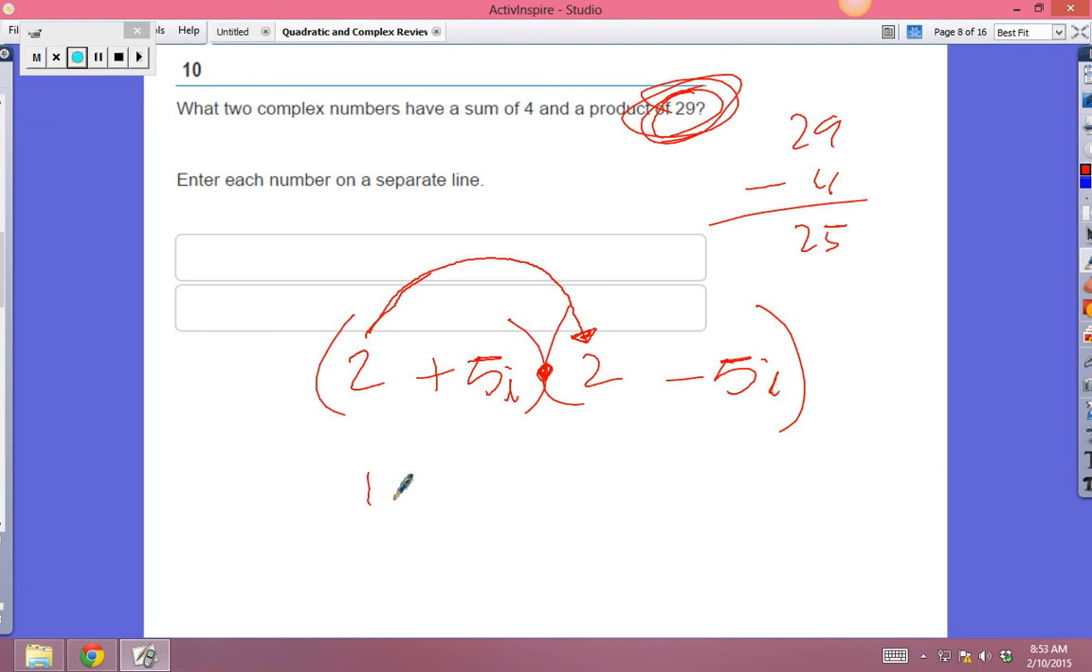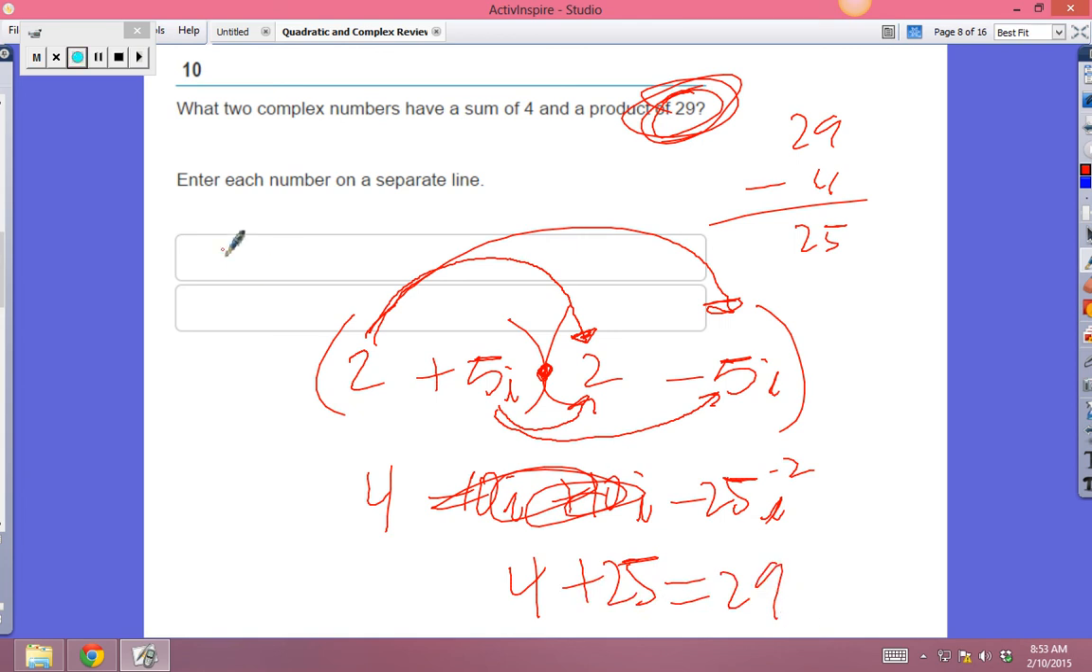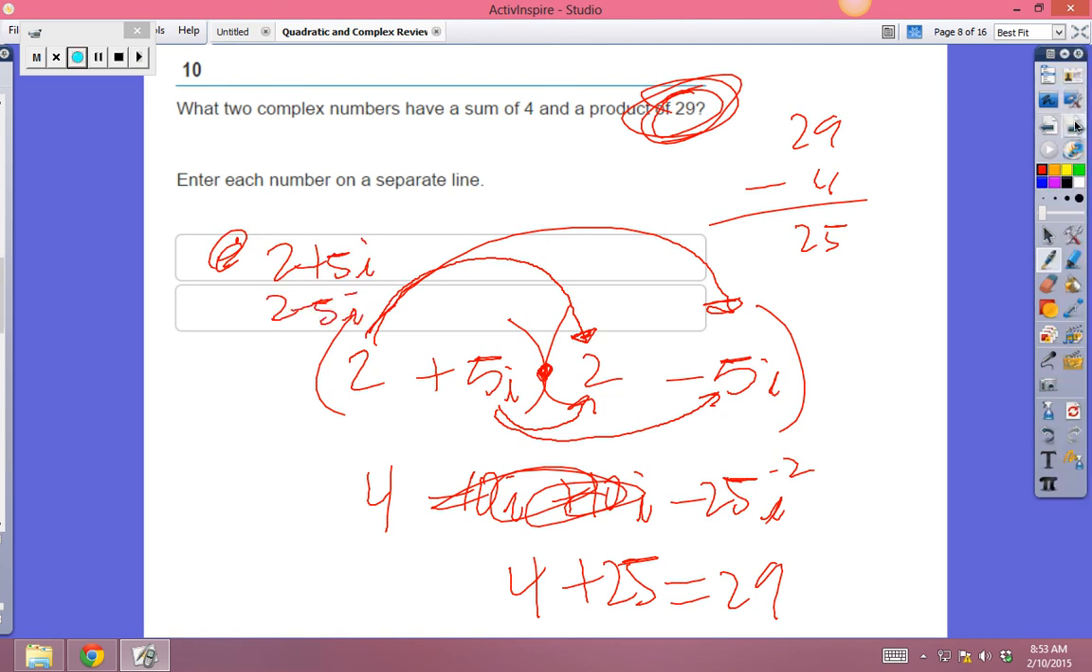So 2 times 2 is going to give me 4. 2 times a minus 5 imaginaries is going to give me a negative 10 imaginaries. And 5 imaginaries times 2 reals is going to give me a positive 10 imaginaries. 5 imaginaries times a negative 5 imaginaries is going to be a negative 25 imaginaries squared. So these cancel out. So I got 4. And imaginary squared is a negative. And a negative negative 25 is going to be positive 25. That adds and gives me 29. So 2 plus 5i and 2 minus 5i.